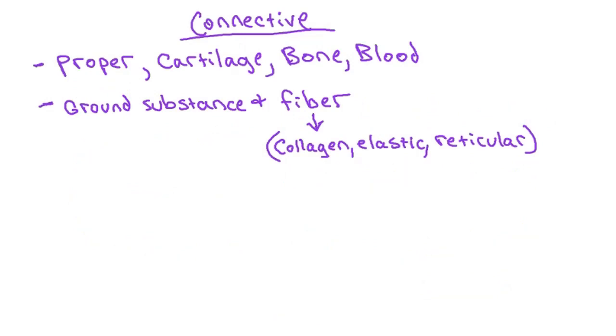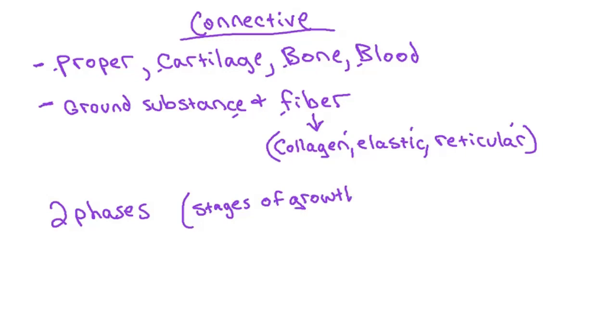So here's a summary of connective tissue. So you got your proper connective tissue, your cartilage connective tissue, your bones, and your blood. They're all made out of two things: ground substance and fiber. Fiber can either be collagen, elastic, or reticular. And just one more thing you need to know about connective tissue is there are two phases of connective tissue, and by phases I mean stages of growth. And stages of growth, like a kid versus an adult.